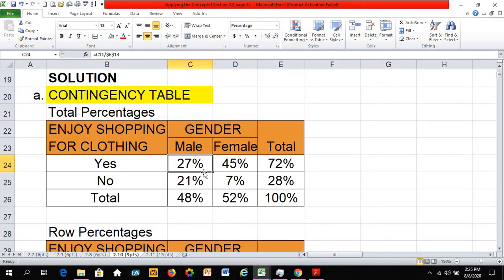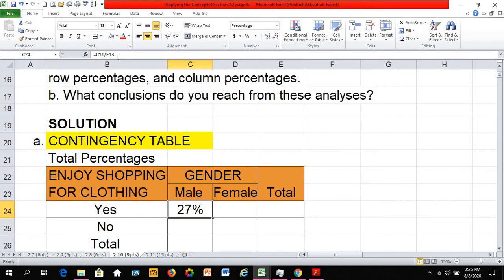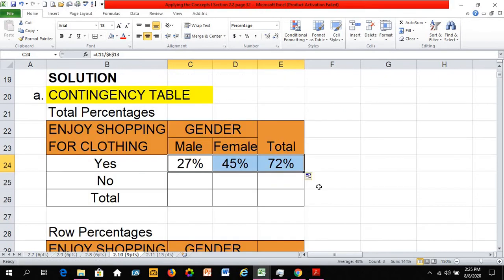To do that in Excel, let me just clear this. So that's equals, press your numerator 136 divided by your denominator 500, press enter, and you have 27%. Now you don't need to redo that on all the table, just simply copy this formula, but make sure that your denominator or the divisor 500 is locked. So you can simply copy on all cells.